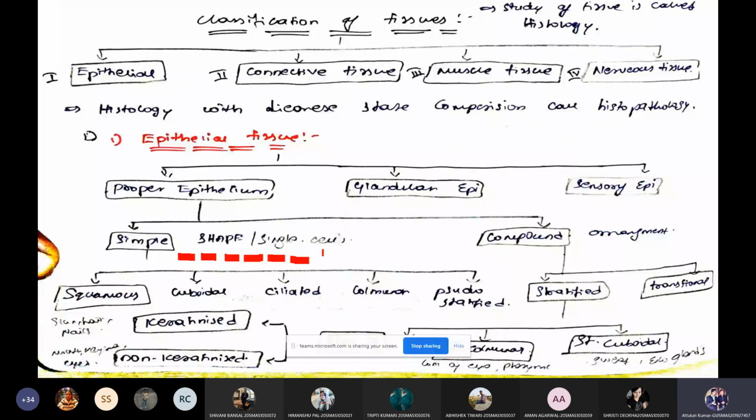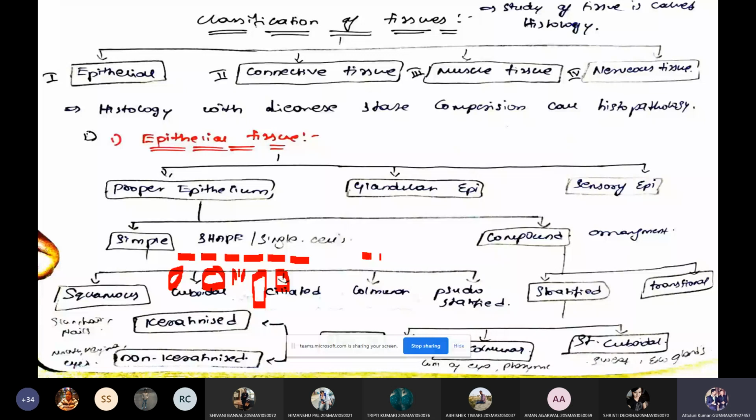Now, these cells have different shapes. We have squamous cells, we have cuboidal cells, we have ciliated cells, which means they will have cilia, hair-like projections. We have columnar cells, that means they will be like a column like this. We have pseudostratified cells. So depending upon the shape of the cell, we have different types of simple epithelium. So single layer epithelium is called simple epithelium. Now compound. What is the meaning of compound? Compound means more than one layer.